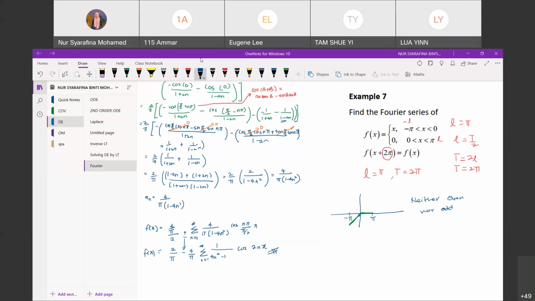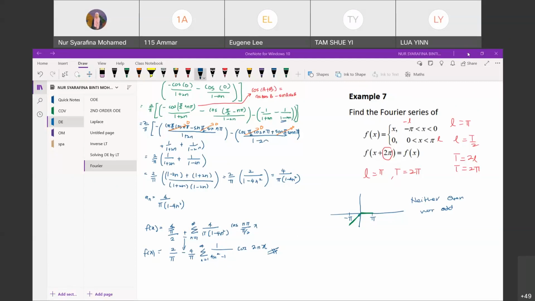So we have discussed case 2 and case 3. Now this is case 1, where you have to find all the values of A naught, An, and Bn. How to find them is, of course, the same process. Try it. Now this is neither, so you have the full Fourier series consisting of A naught, An, and Bn.